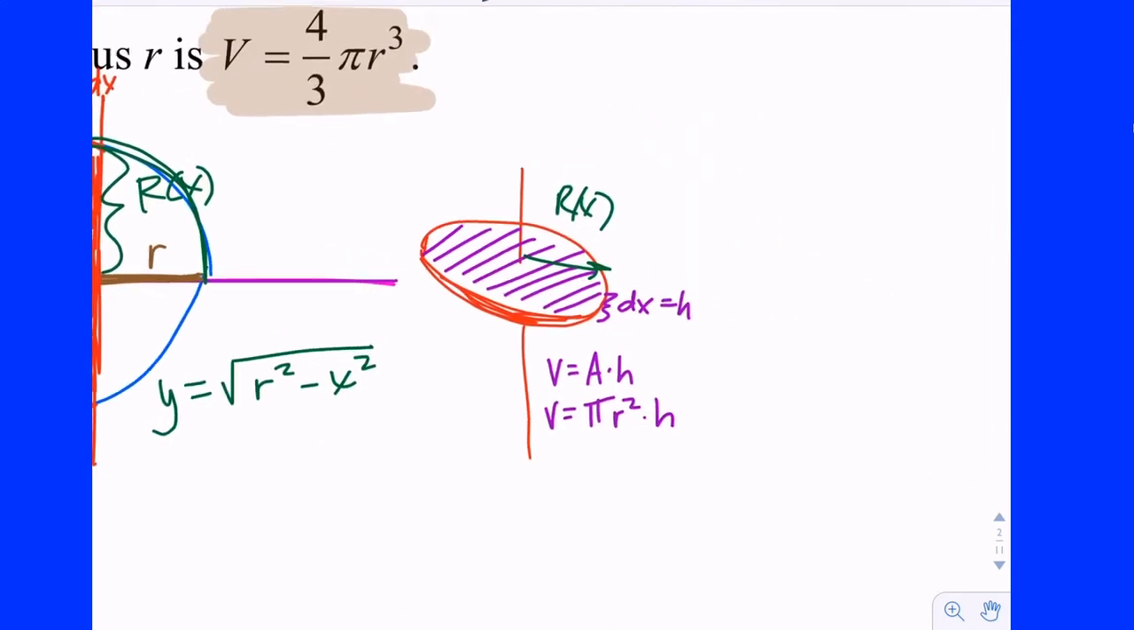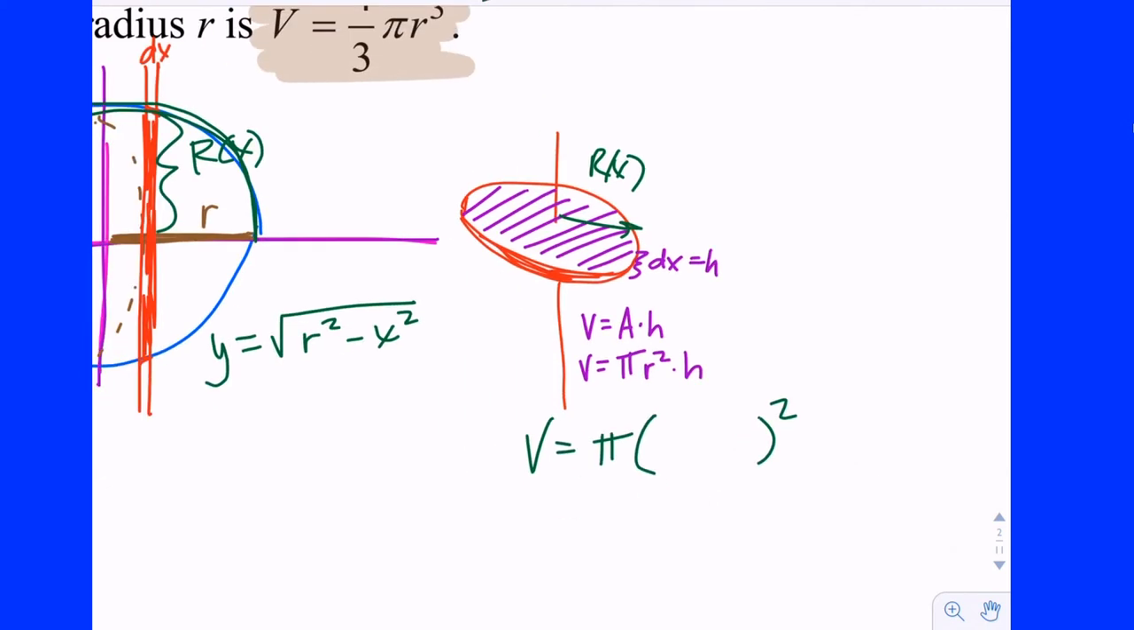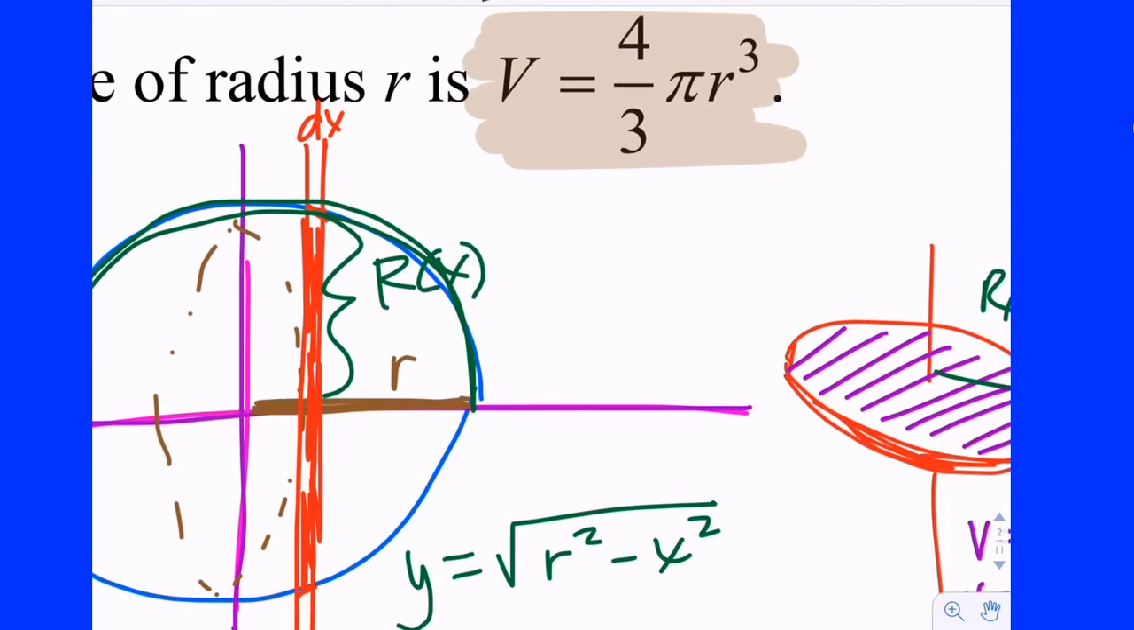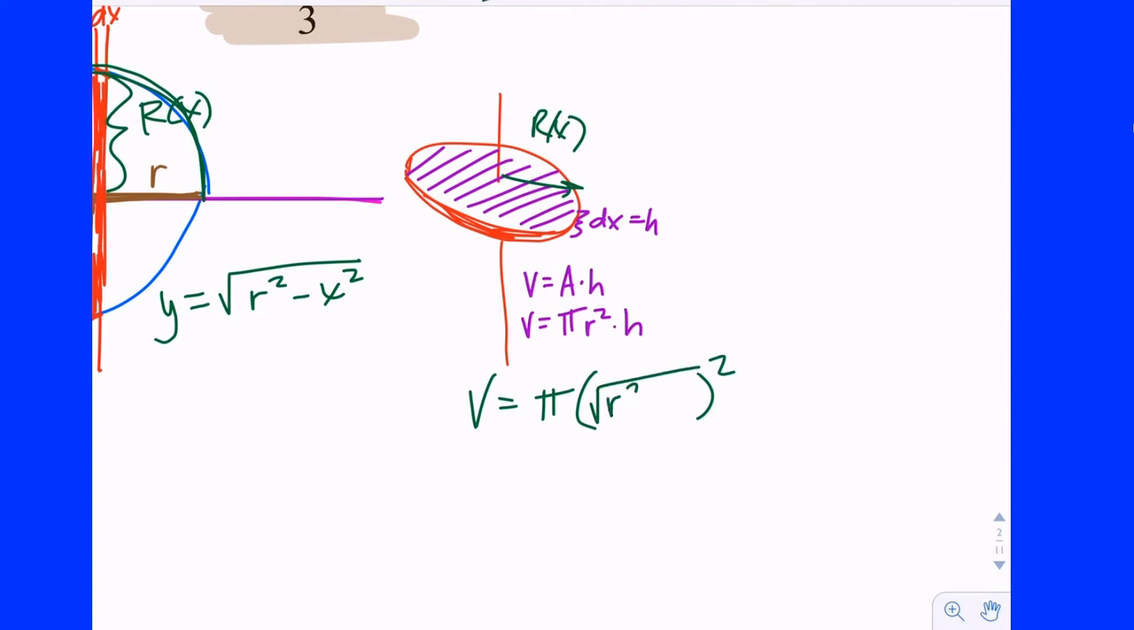So here we go. I can now say then the volume of that little slice is pi times big R squared. Well, what's big R? It's going to be the top curve minus the bottom curve. The top curve is square root of r squared minus x squared, and what's on the bottom here? The x-axis, right? Which is y equals 0. So I can substitute that in there, the square root of r squared minus x squared times my height, which is really going to become dx.